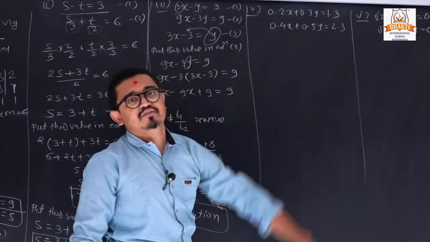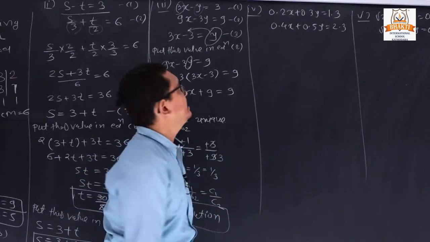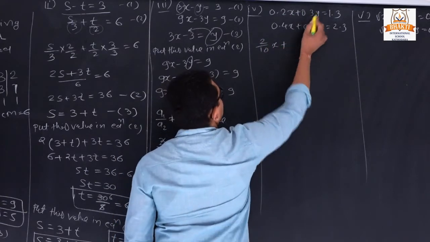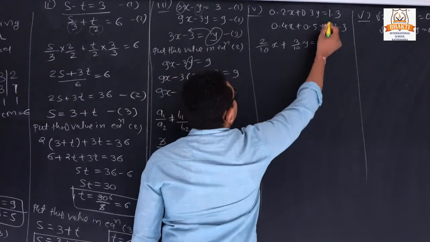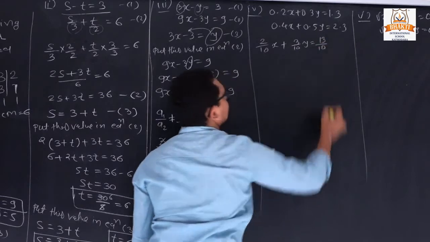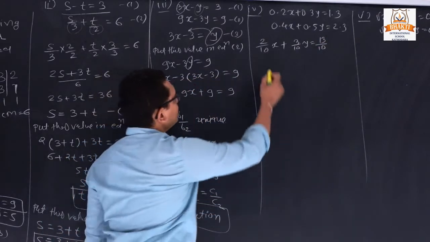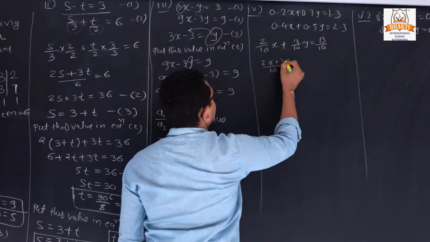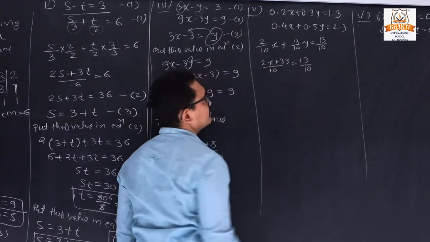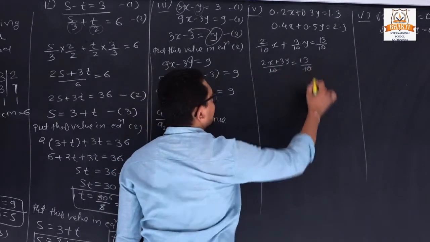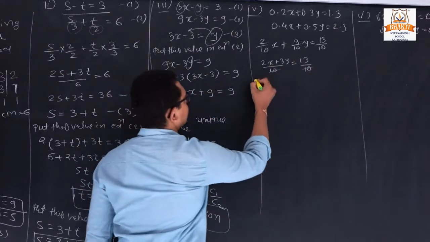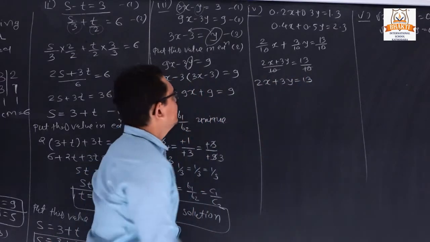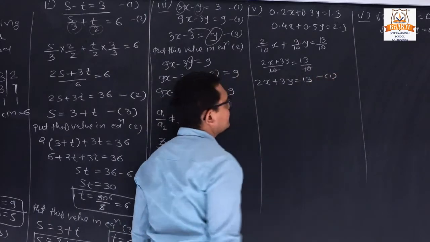here it is in decimal form. So we can simplify. 0.2 means we can write like 2 upon 10. 0.3, so 3 upon 10. Here 1.3, so 13 upon 10. Now see that 10 is our LCM. So 2x plus 3y is equal to 13 upon 10. Now this 10 is cancelled from both sides. So what is our first equation? 2x plus 3y is equal to 13. We can declare this as our equation number 1.